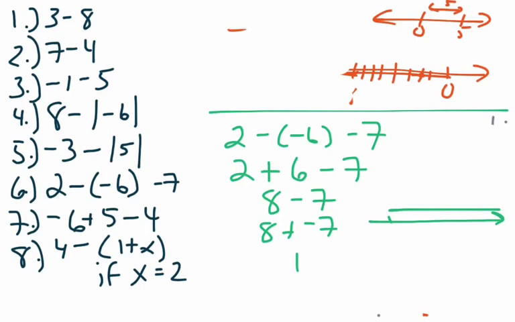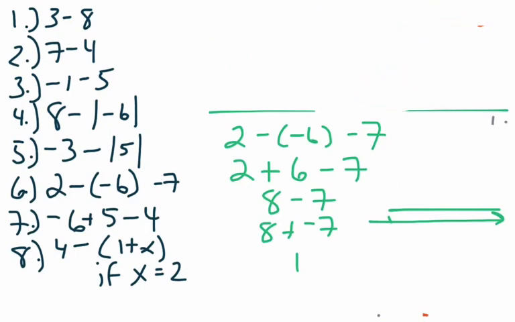Next one there is negative 6 plus 5 minus 4. Negative 6 plus 5, you're going to go left 6 and then right 5, which is going to bring you to negative 1. And then negative 1 minus 4 would be the same as negative 1 plus negative 4. So on your number line, you're going to go left 1 and then left 4 more, which will bring you to negative 5.